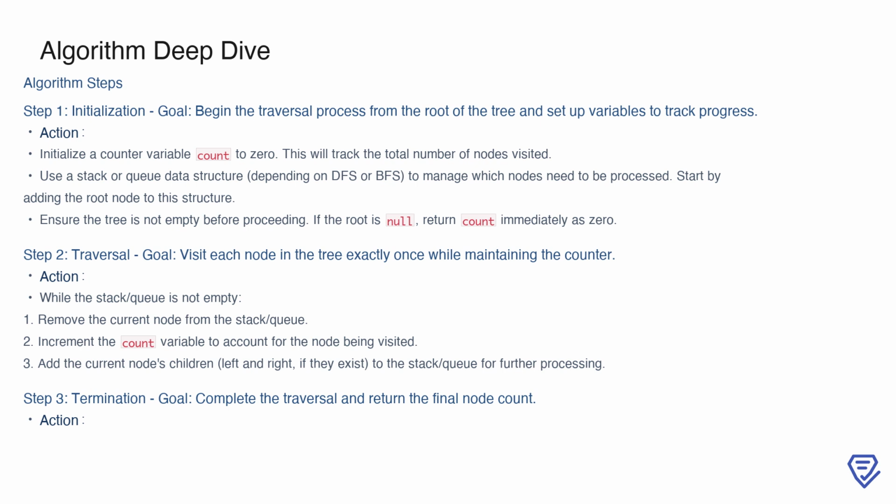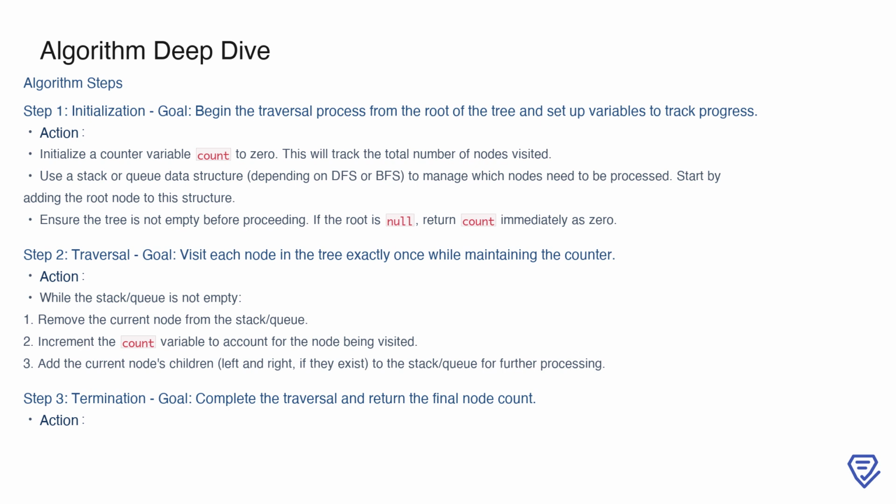To begin counting the nodes in a complete binary tree, the first step is initialization. Here, the goal is to set up the foundation for the traversal process. We start by initializing a counter variable, count, to 0. This variable will keep track of the total number of nodes we visit during the traversal.